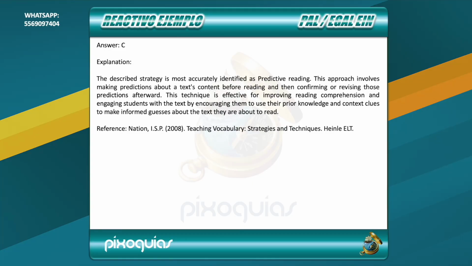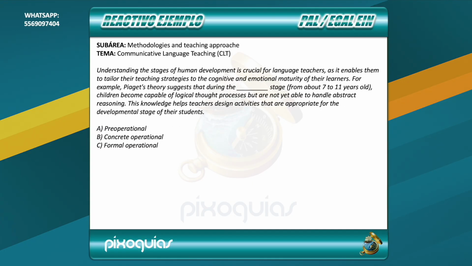This technique is effective for improving reading comprehension and engaging students with the text by encouraging them to use their prior knowledge and context clues to make informed guesses about the text they are about to read. Let's move to the next exercise.